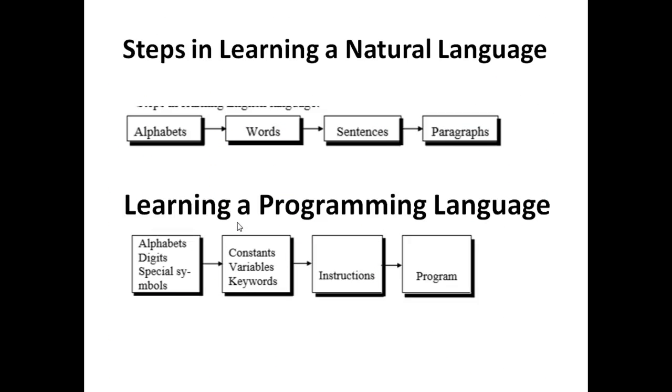Okay, so how do you learn a natural language? You have to learn the alphabets, then the words and the sentences, and finally we go for the paragraphs. Learning a programming language is also similar to learning a natural language. We have to learn the alphabets, then digits, the special symbols first, then we need to know the concepts, variables and the keywords, then we go for instructions, and then for the program.